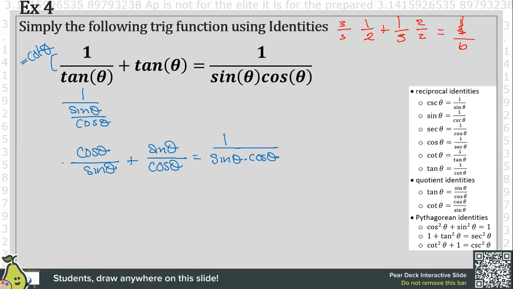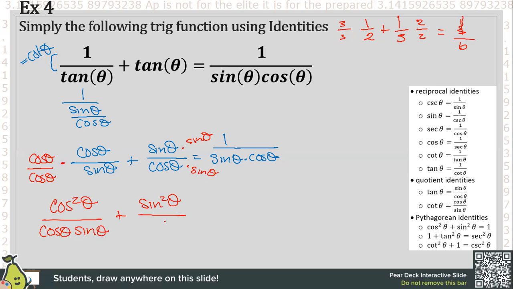So we're going to go ahead and multiply on the left hand side cosine theta, and on the right hand side sine theta times sine theta. Keep in mind, guys, this only works if you multiply the numerator and the denominator. So we should have the following: cosine squared theta over cosine theta sine theta plus sine squared theta over cosine theta sine theta. Okay, almost done, guys.